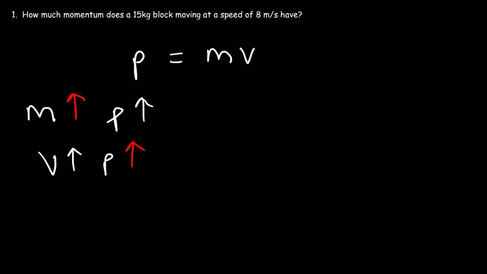However, velocity is a vector quantity. It has magnitude and direction. You could say the car is moving 30 meters per second east. Momentum, like velocity, is a vector. Momentum has direction.